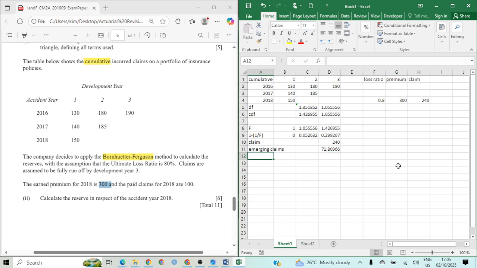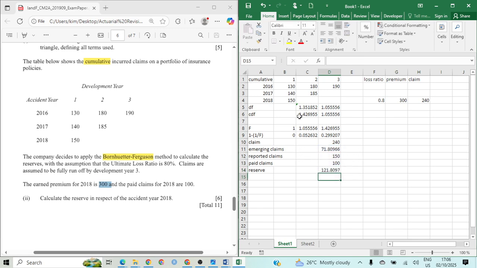Remember we had already been given the reported claims in the table, which is this value here, 150. These are the claims that have already been reported so far, and we had already been given the paid claims of 100. So the reserve for the year 2018 will be 71 plus 150 less 100.